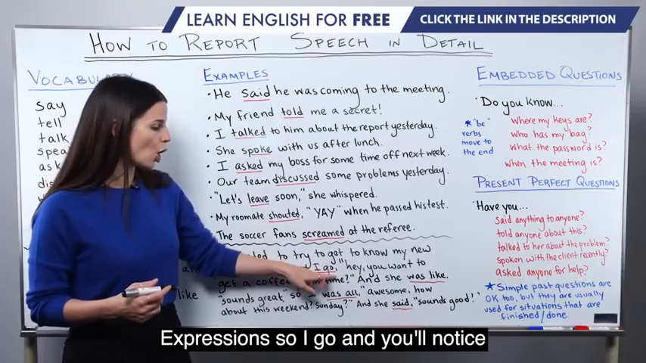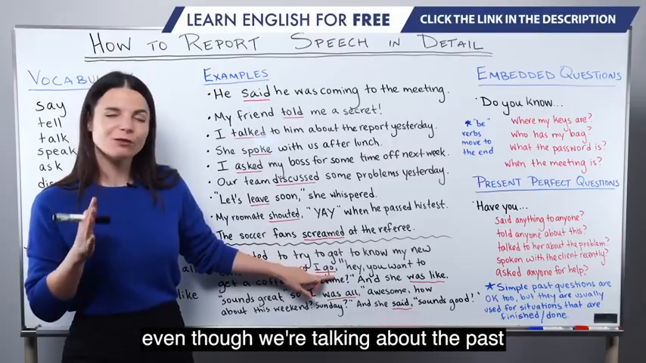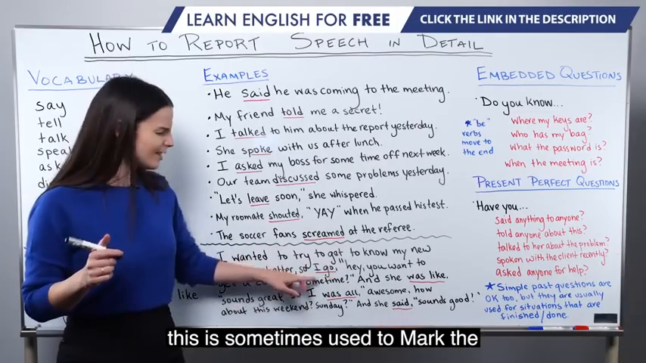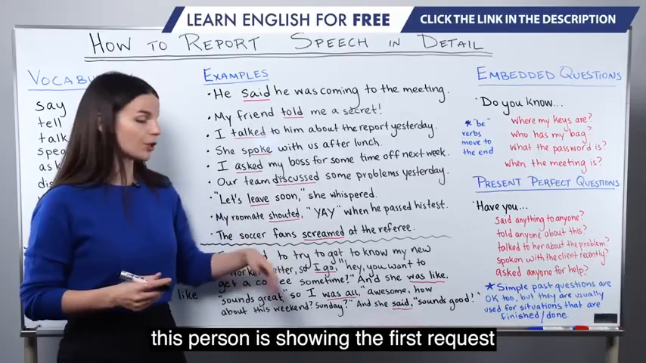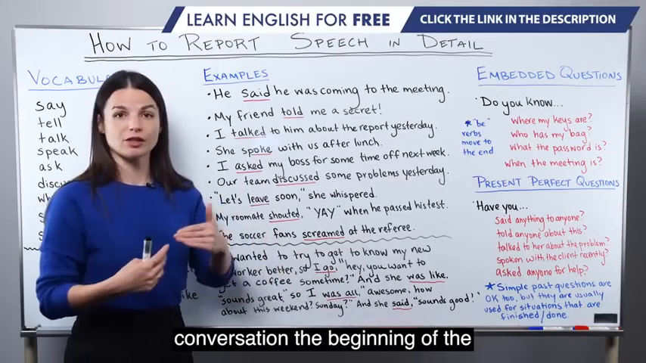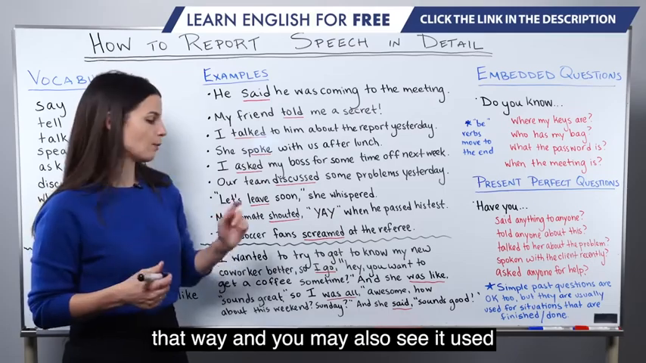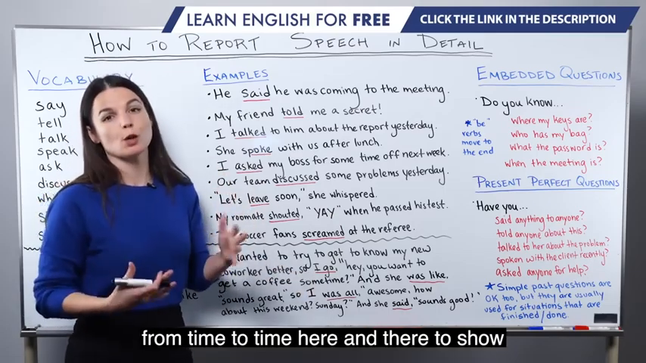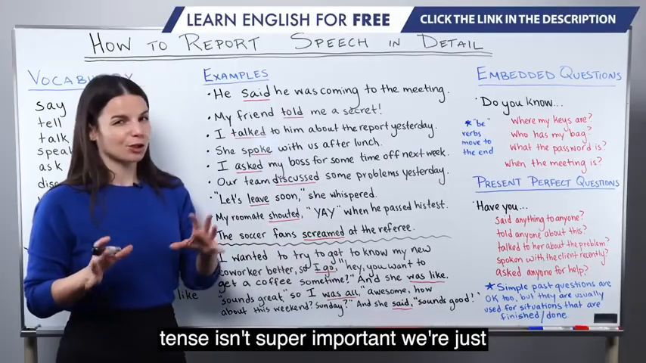So I go, and you'll notice that this go is not used in past tense, even though we're talking about the past, right? So we're using this go. This is sometimes used to mark the beginning of the past conversation. Like this person is showing the first request or the first question in the conversation. So you may see go used in that way. And you may also see it used from time to time to show a response as well. But again, this verb tense isn't super important.